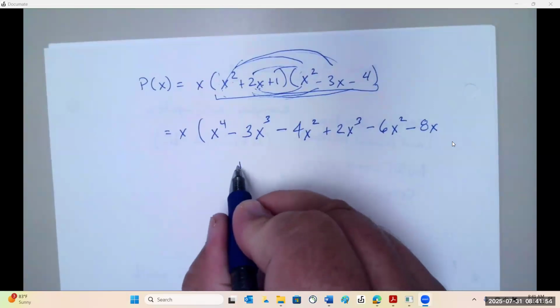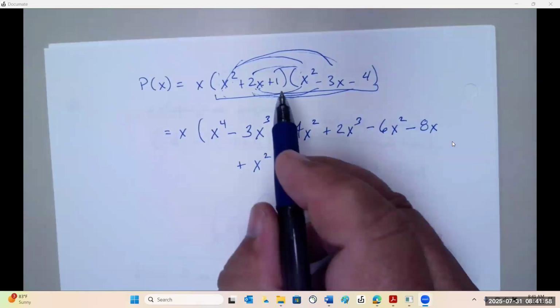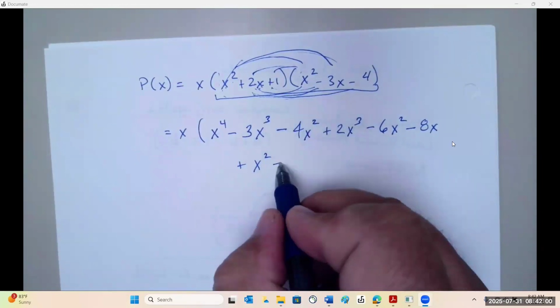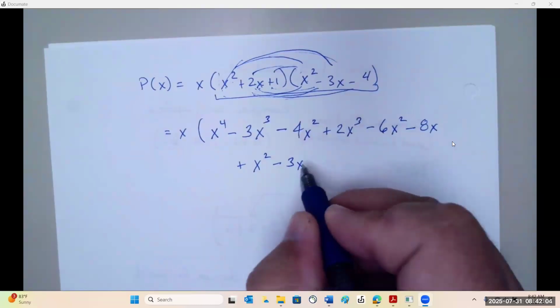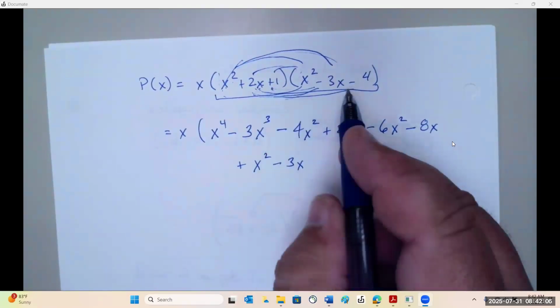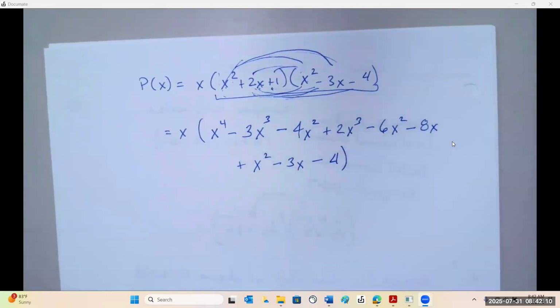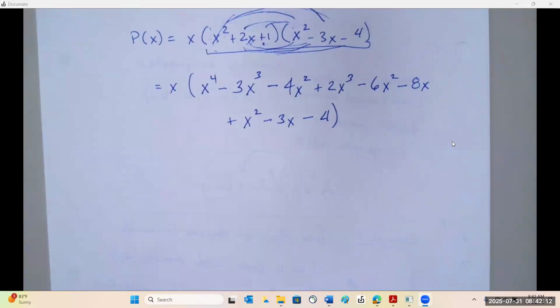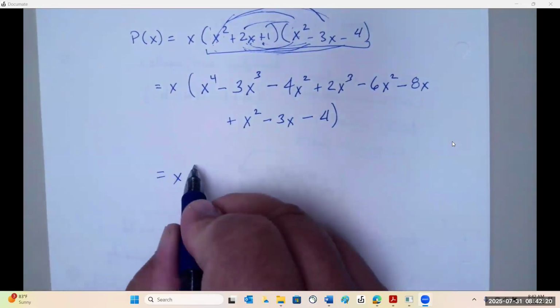Positive times positive is positive. 1 times x squared is x squared. Positive times negative, 1 times 3 is 3x. Positive times negative is negative. 1 times 4 is 4. Again, nobody should be bobbleheading. You should be able to do this yourself. What's my next step?